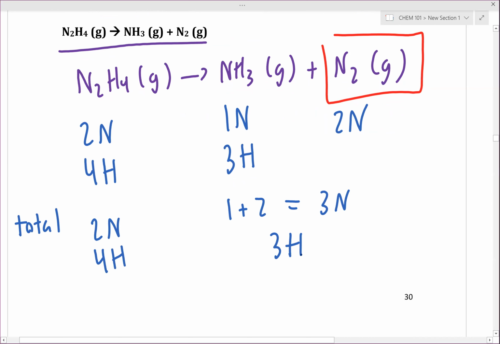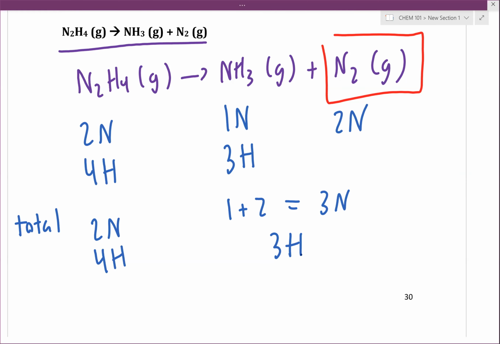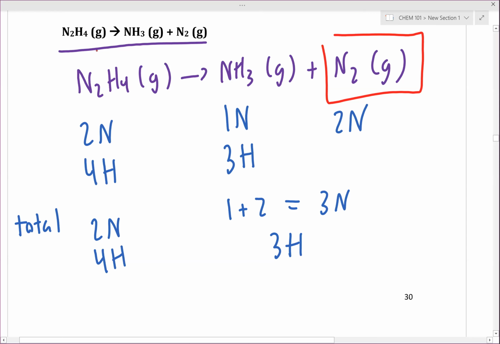Now, what we're going to start off by doing is we're going to balance what element first? Do we balance pure elements first or last? Pure elements? Last. So what element is not found as a pure element? Oh, well, nitrogen is all alone here, right? So what element are we going to start with? Hydrogen. Exactly.